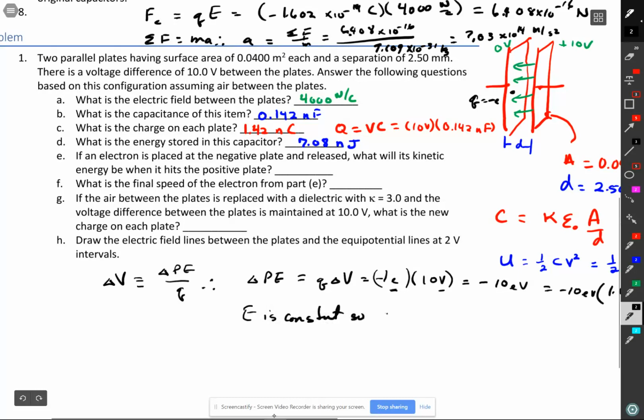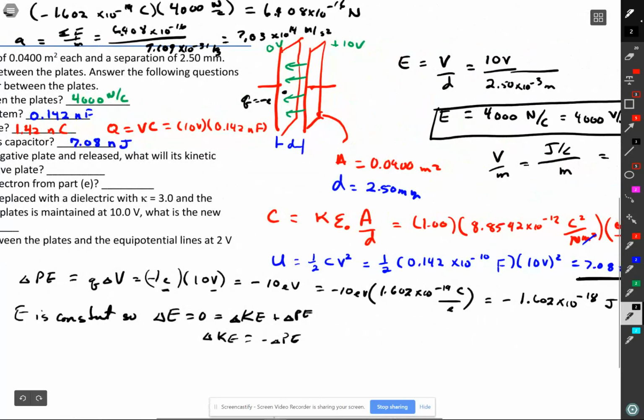So delta E equals 0, which is equal to the change in kinetic energy plus the change in potential energy. So the change in kinetic energy must be equal to minus the change in potential energy. So the change in kinetic energy is going to be plus 1.602 times 10 to the minus 18 joules.